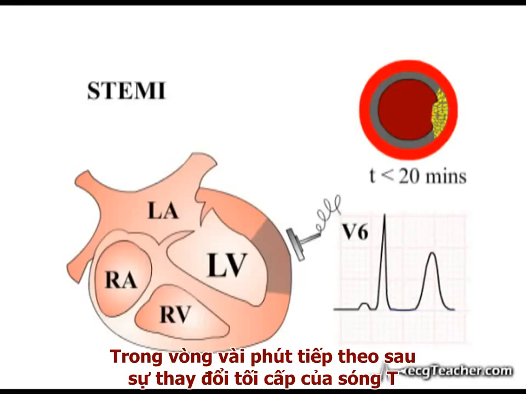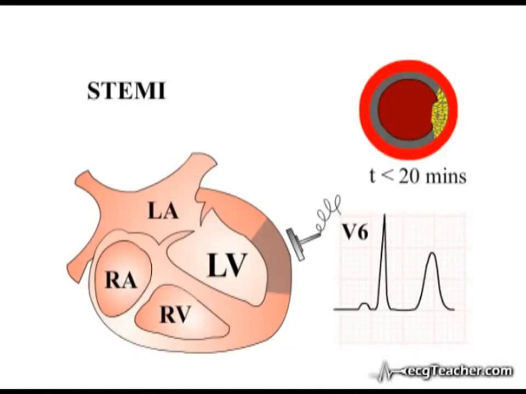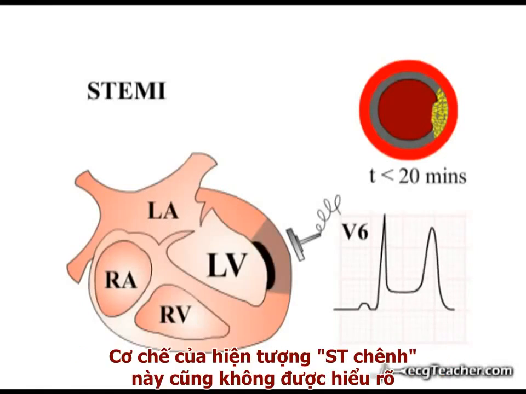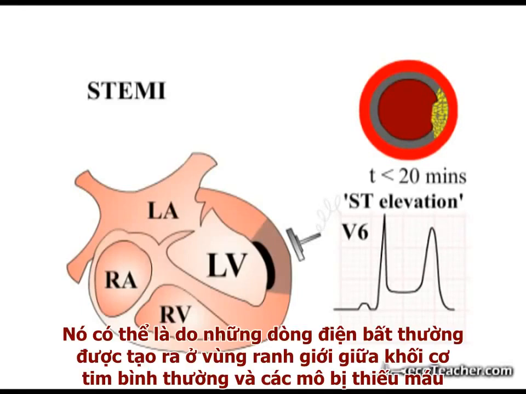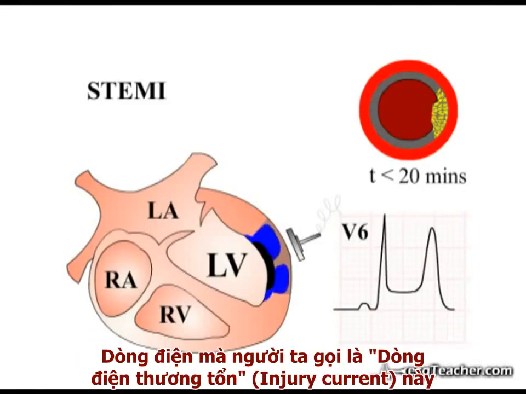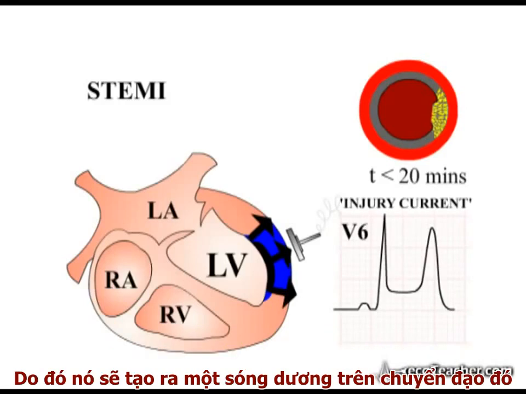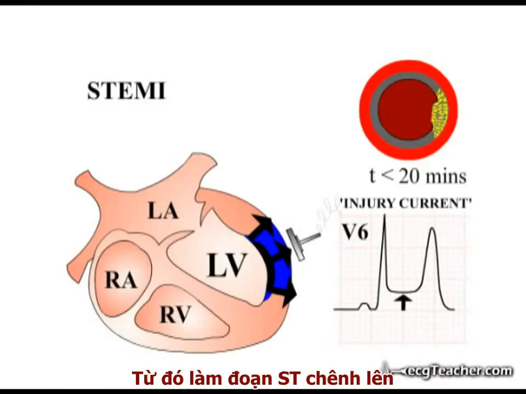In the minutes following hyperacute T-wave changes, the ST segments in leads overlying the myocardial region deprived of arterial blood supply begin to rise above the isoelectric line. The mechanism underlying this ST elevation is poorly understood. It may be due to abnormal currents generated between normal and ischemic tissue during the time period of the ST segment. This so-called injury current moving towards the leads overlying the damaged region of myocardium would be expected to produce a positive deflection in their readouts, raising the ST segments.